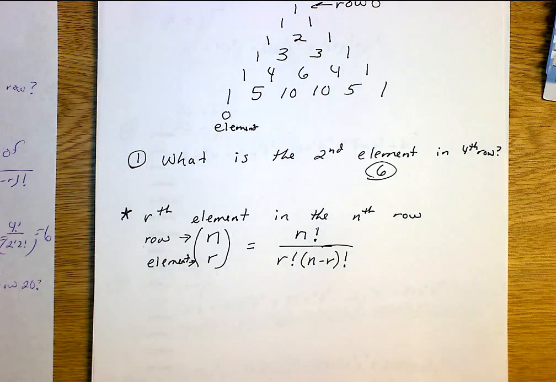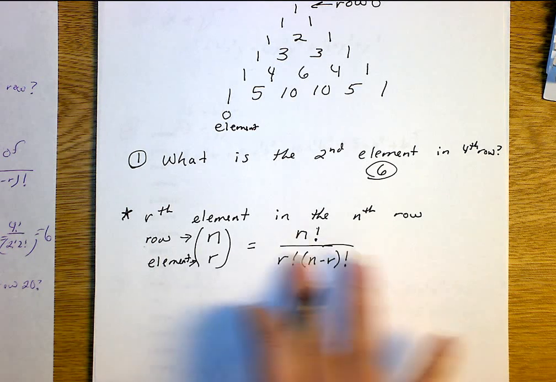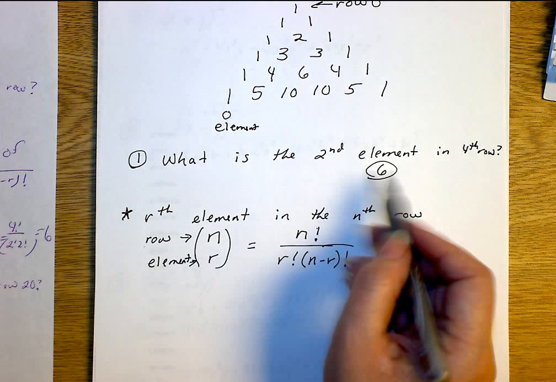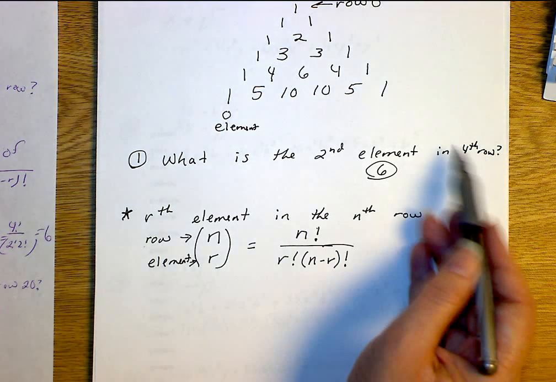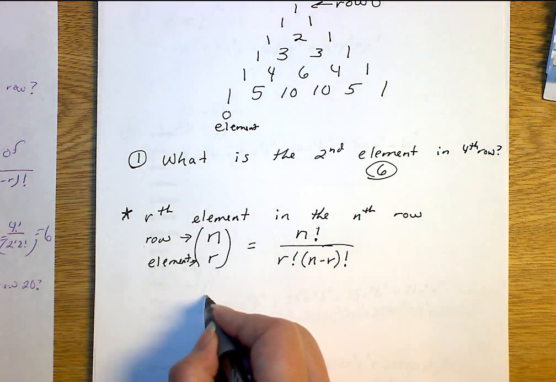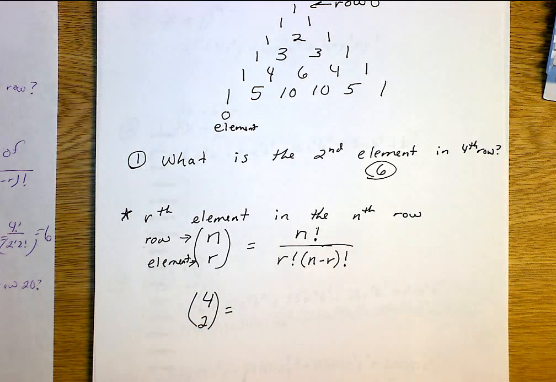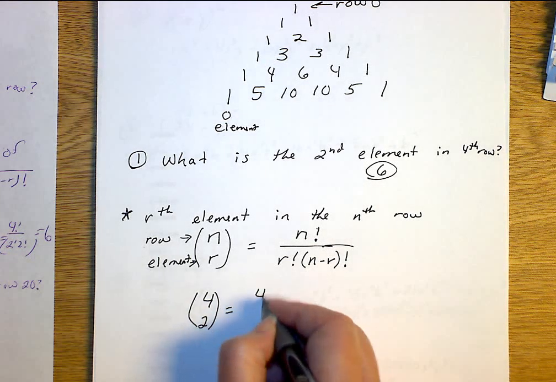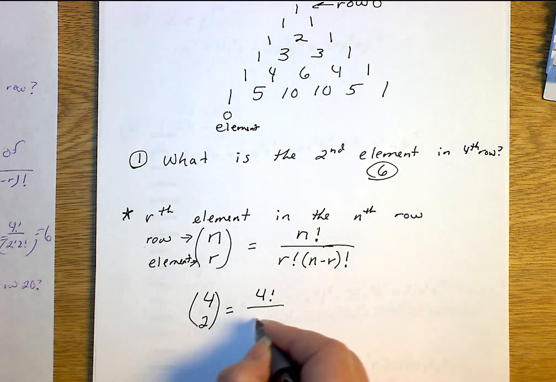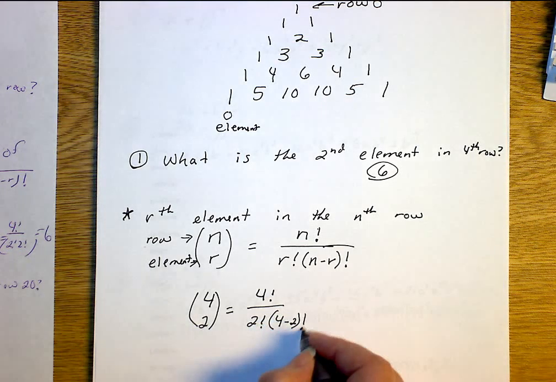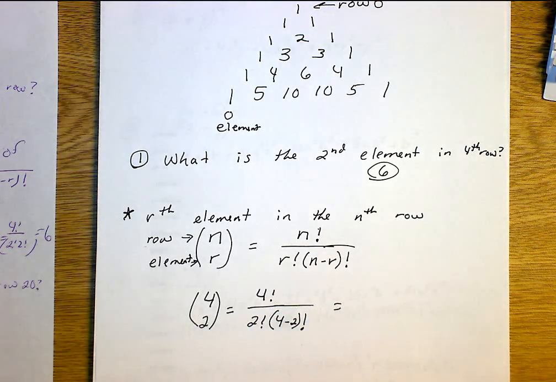I know we already know that the element is 6, but we might as well show and agree that this works. So before we do a different one, we're going to again find the second element in the fourth row. So remember, your rows go on top, so it's 4, 2, and that equals 4 factorial over 2 factorial, and then 4 minus 2 factorial. And then I want you guys to put that into your calculators. Make sure when you're doing the bottom you put parentheses around that.